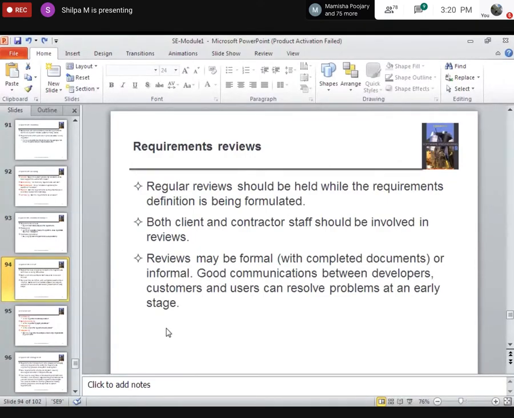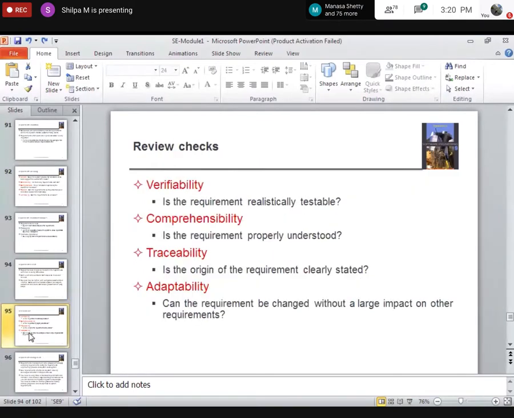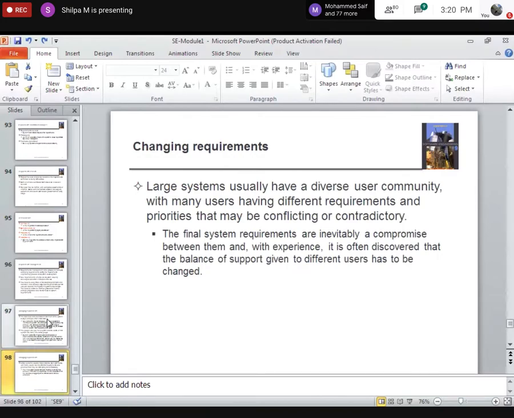Formal or informal, we ask them to check it. What we are going to check: verify it, trace it, adaptability or comprehensibility. So this is what we check for in requirements. I think I've covered all of this.